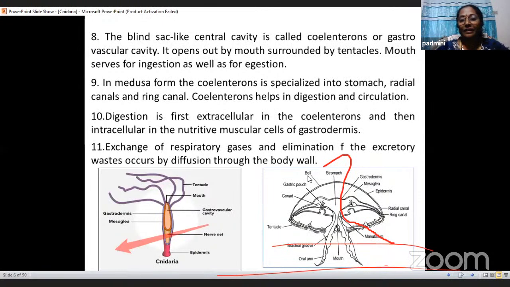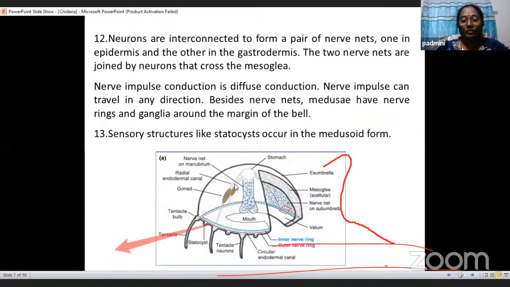Exchange of respiratory gases and elimination of excretory waste occur through body diffusion. Now coming to the neurons, can you see the neurons over here? This is the manubrium, the entrance after the mouth. The mouth goes into a manubrium and then into the stomach. On the manubrium and also on the umbrella shape, they have a lot of nerve networks interconnected between the epidermis and the gastrodermis, the endodermal canal, with the nerve network connected in between by the mesoglea.